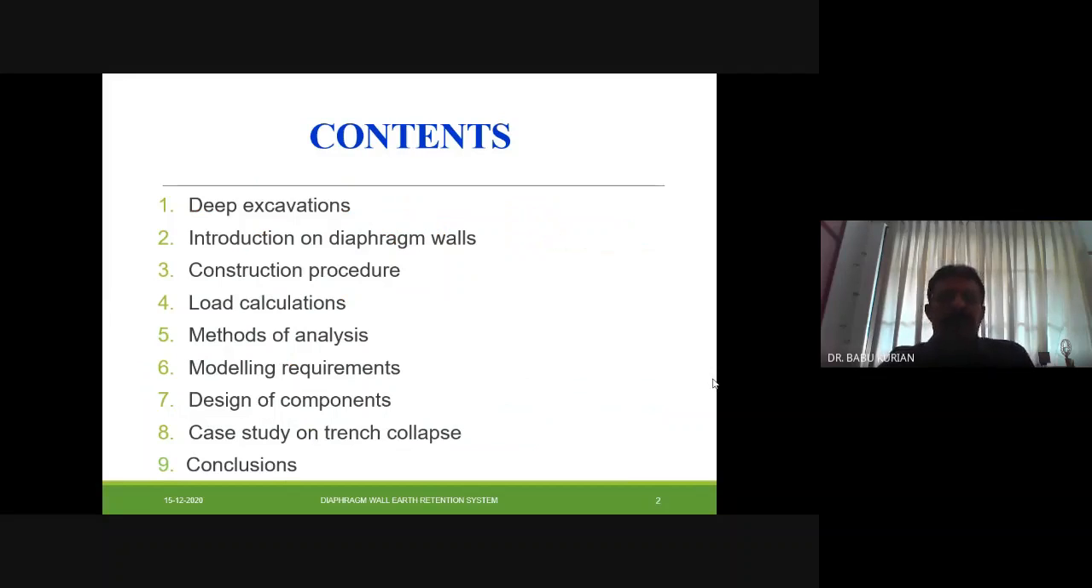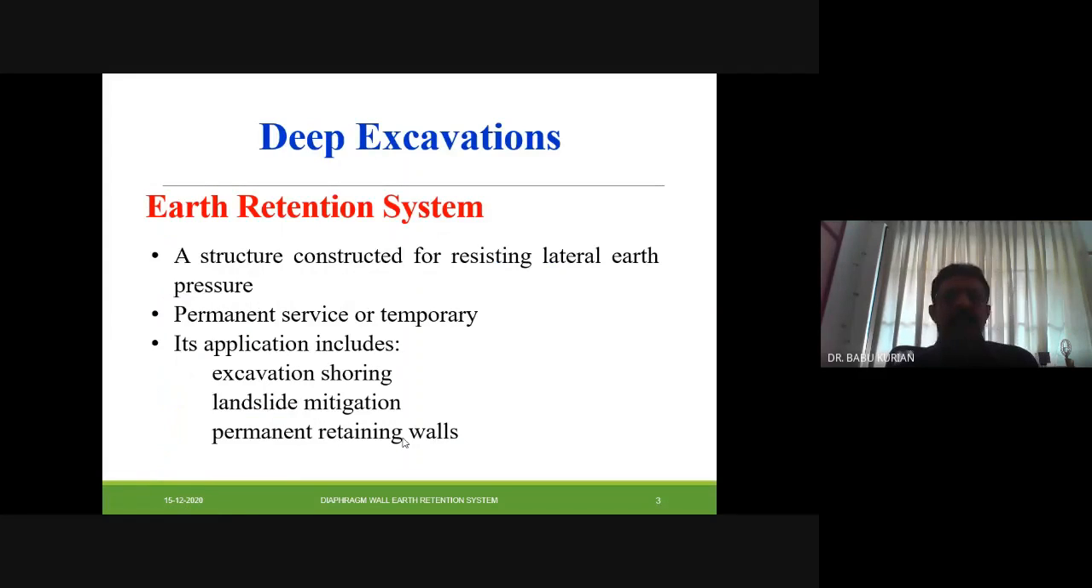So this is the content. We would like to explain what is deep excavation, the introduction on diaphragm walls, the construction procedure of the diaphragm wall, load calculations, methods of analysis, modeling requirements, design of components, case study on trench collapse, and conclusions. These are the portions included in the presentation.